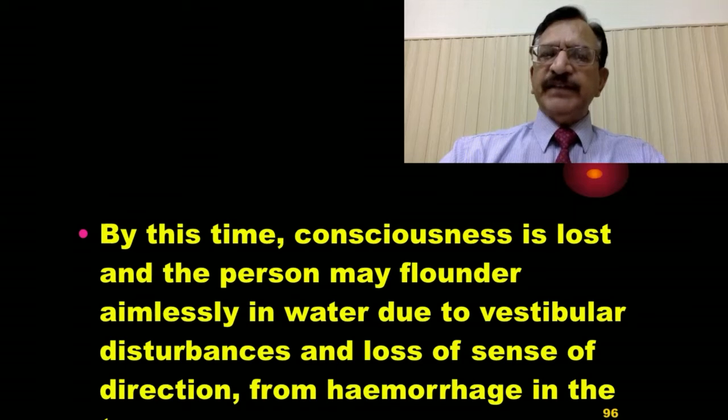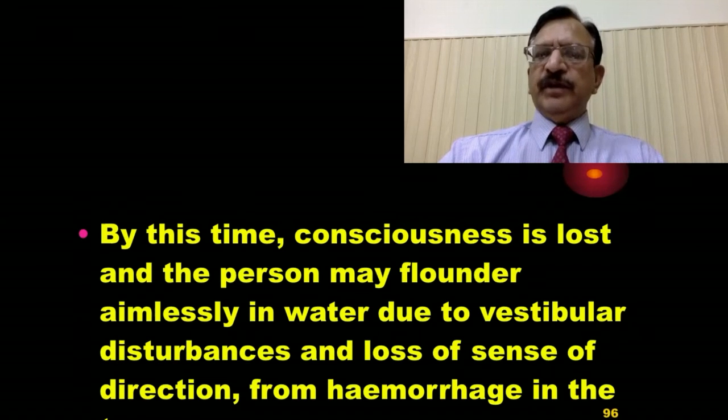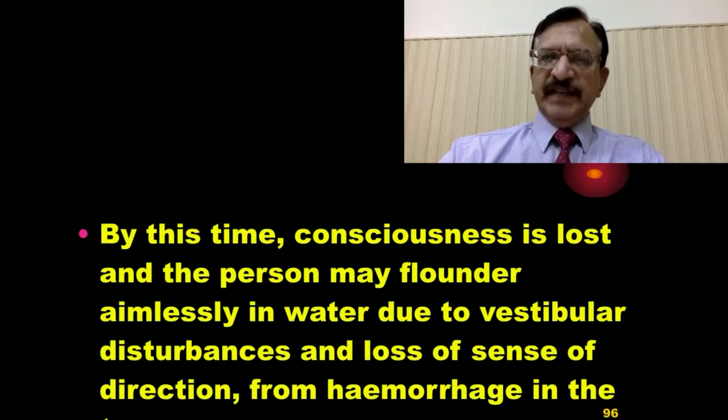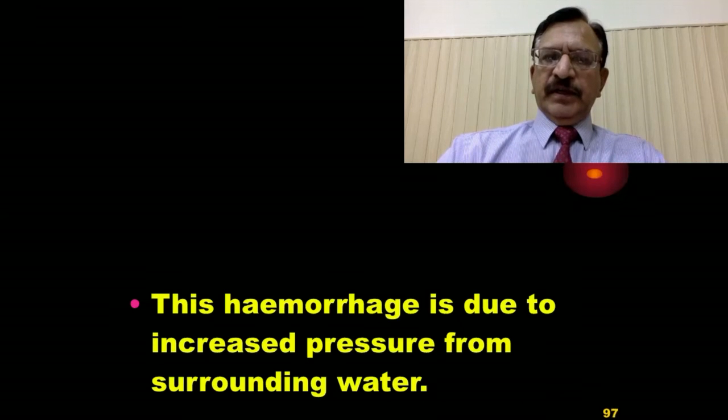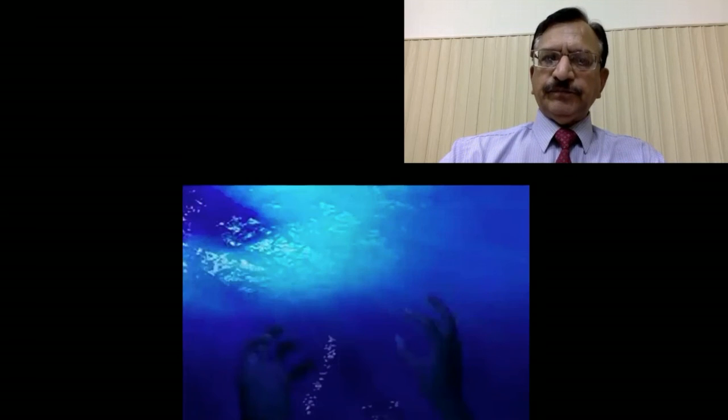The person may flounder aimlessly in water due to vestibular disturbances and loss of sense of direction, which is because of hemorrhage in the tympanic membrane. So because of the pressure of water and violent coughing, it will lead to hemorrhage, which will disturb the vestibular balancing mechanism, and the person will lose sense of direction. And this hemorrhage is due to increased pressure of the surrounding water. And the person will sink to the bottom.